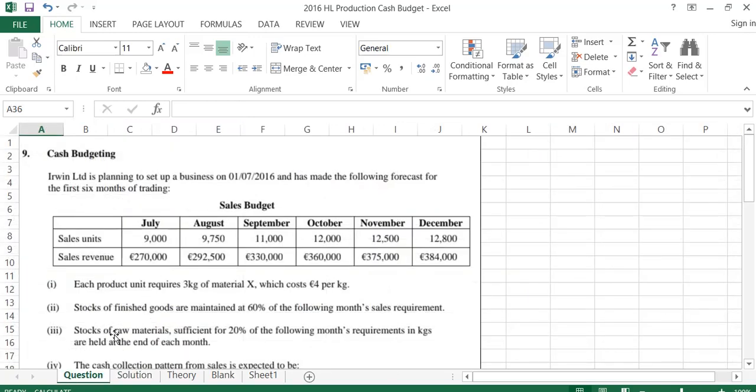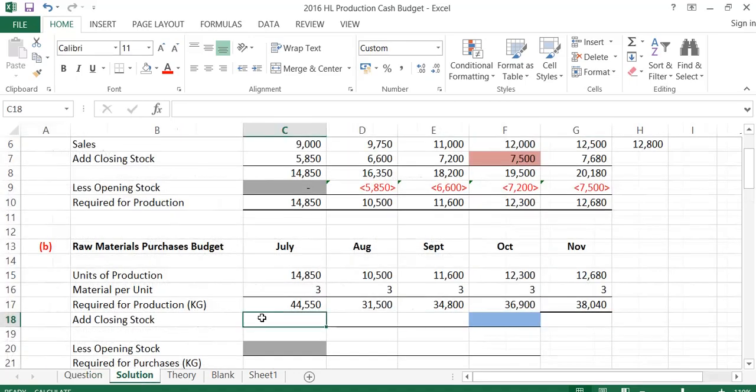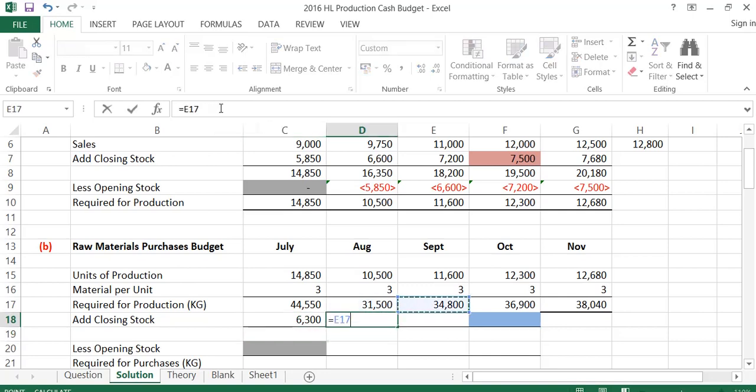So in the closing stock, it's a stock of materials sufficient for 20% of the following month's requirements in kgs are held at the end of each month. So closing stock is 20% of the following month's requirements in kgs. So my closing stock here is the requirements per kg of the next month by 20%, which gives me 6,300. And I just do the same the whole way across, by that by 20%.